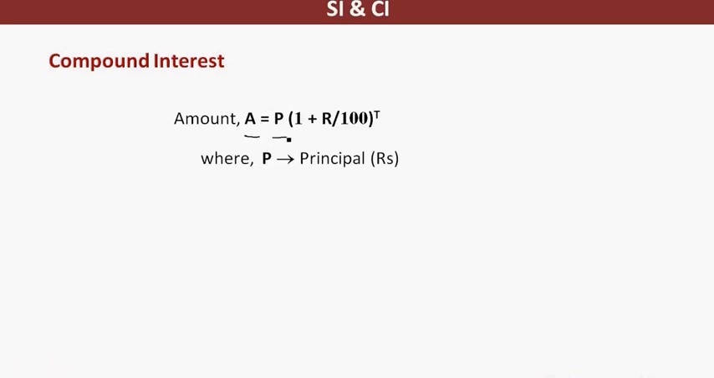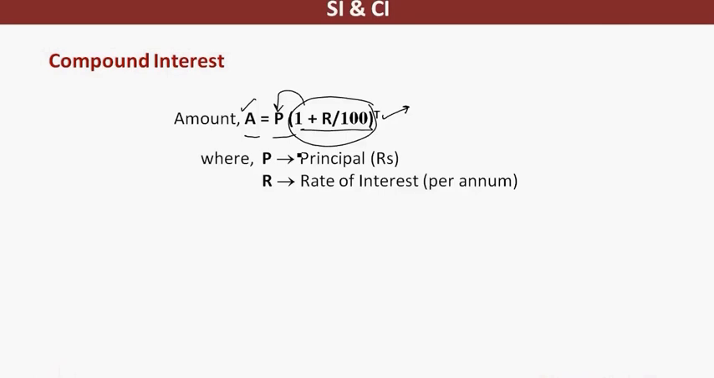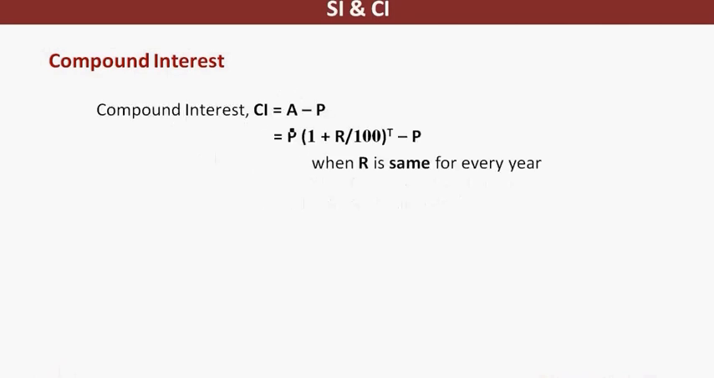If I have to look at the formula for compound interest, the amount in case of compound interest will be equal to principal, which is the initial value, into 1 plus r by 100, raised to the power t. 1 plus r by 100 is basically the multiplying factor with which we multiply the initial value to get to our final value. Since the multiplying factor remains the same because the rate remains the same, I raise it to a power t because the same thing is happening for t years. R is the rate and t is the time period in years.